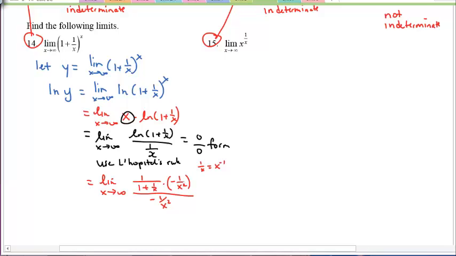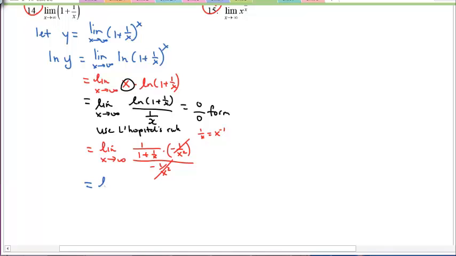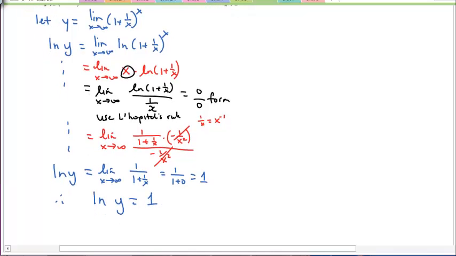Notice then that these just divide out, so you're left with the limit as x approaches infinity of 1 over 1 plus 1 over x. And if I plug in infinity, that becomes 1 over 1 plus 0, or just 1. Now what you've just told me then is that the limit is not 1, but the natural log of y is 1. Okay? Because remember, all this is equal to the natural log of y. So once again, you've just told me the natural log of y equals 1, not y. I want to find y though.